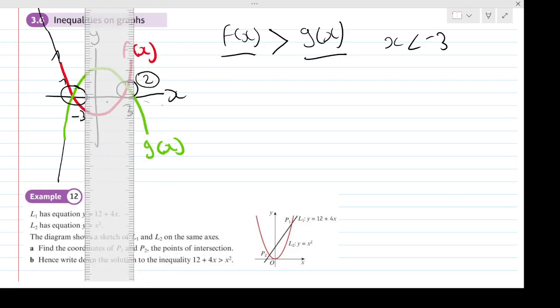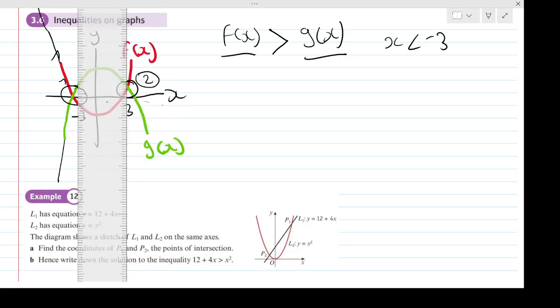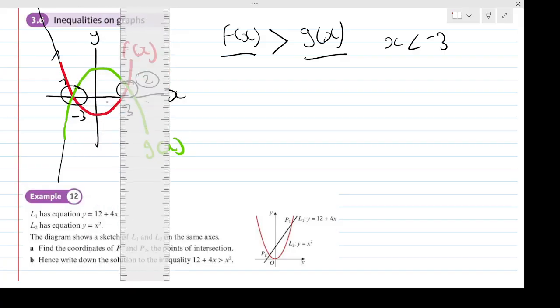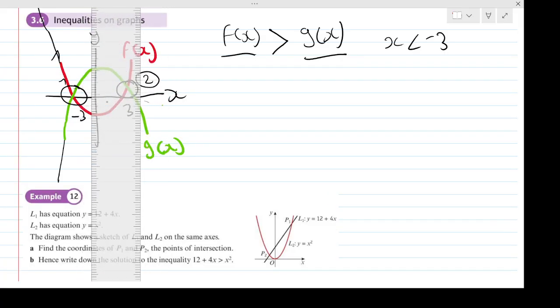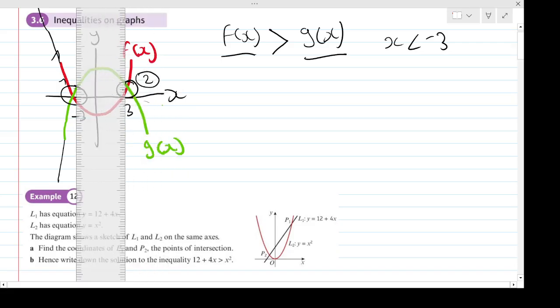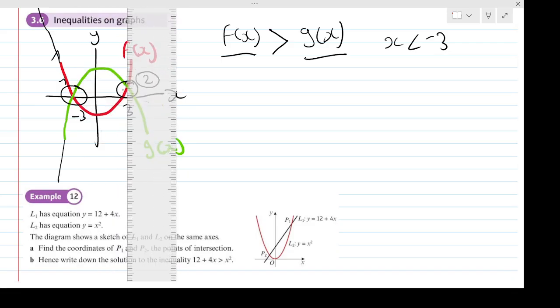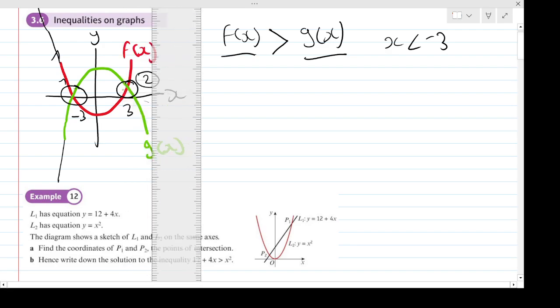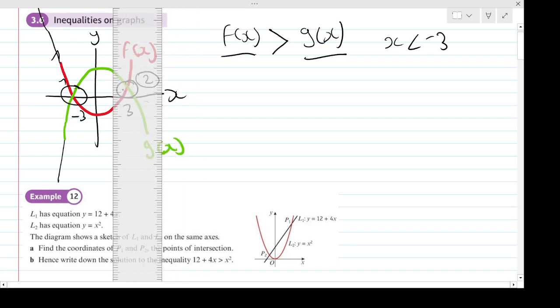But then what happens between the two curves, in this region between the 2 points of intersection? Well, the green curve has now taken over. Think about it kind of like a race. The green curve is now above the red curve between these 2 points of intersection. Remember, f of x is the red curve, g of x is the green curve. The red curve is below the green curve, so f of x is below g of x.